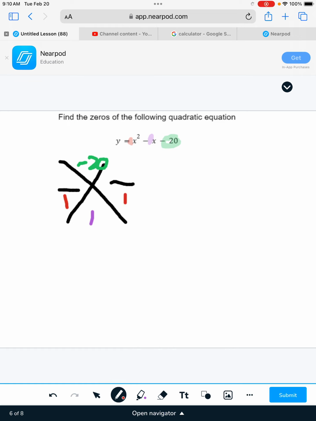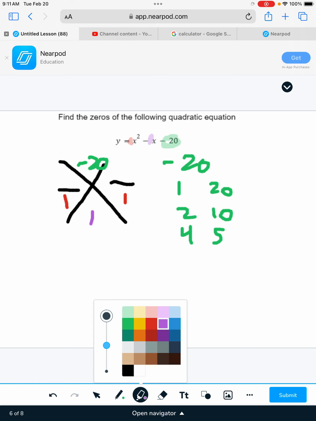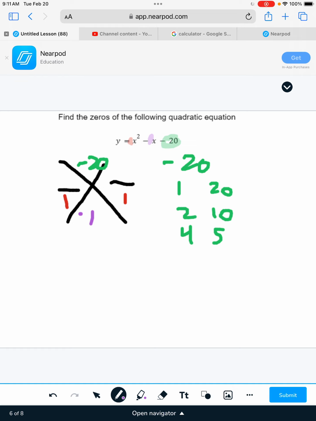And I go, okay, let's factor out that negative 20. Negative 20 is 1 and 20, 2 and 10, 3 doesn't work, 4 and 5, 5 and 4, so on and so forth. Again, I'm trying to find two numbers that are going to subtract to make a negative 1. 20 minus 1 is 19, and 1 minus 20 is negative 19. 2 minus 10 is negative 8. 10 minus 2 is just 8. 4 minus 5 is negative 1, so 4 minus 5, and that would work.